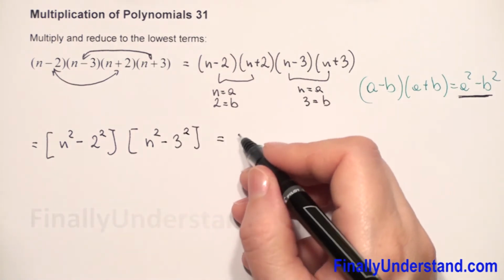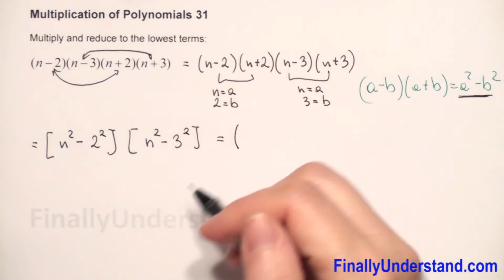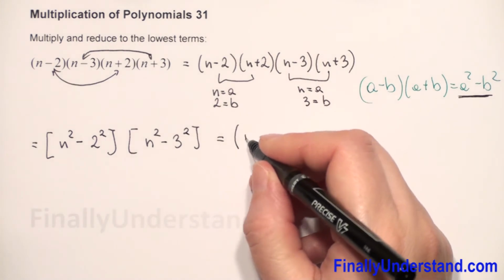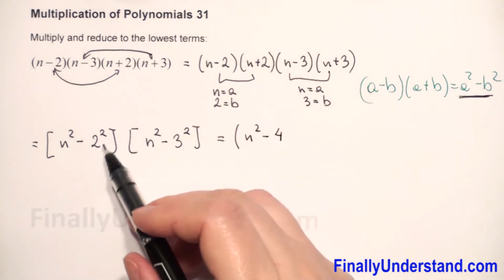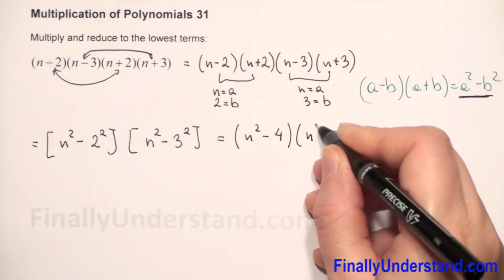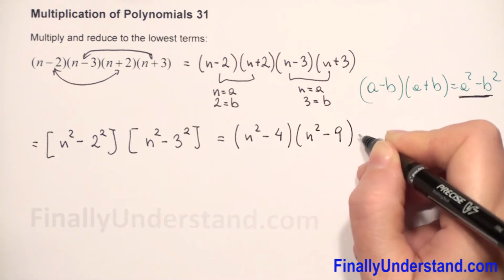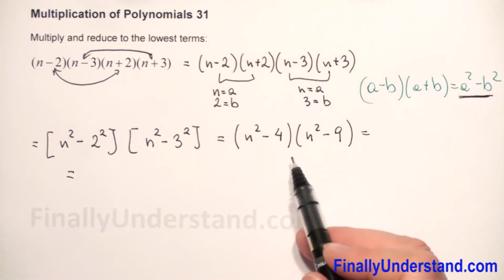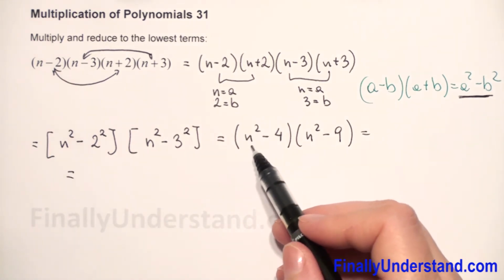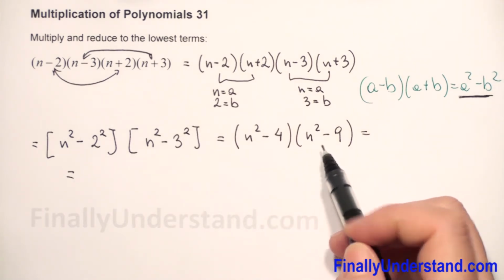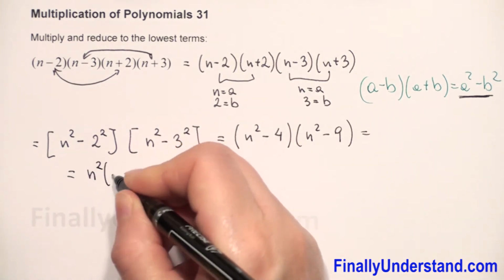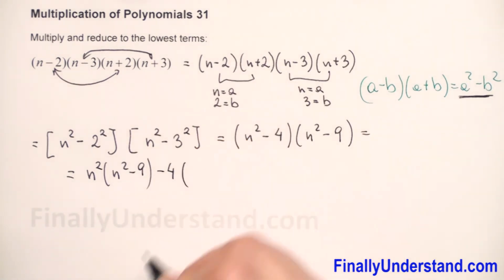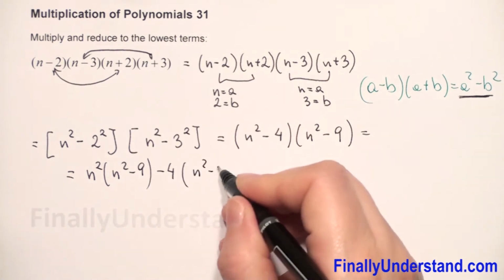So this is equal. Now I will change the brackets to parentheses because we don't have any operation in the parentheses which we can do now. It will be n squared minus 4, because 2 to the second power is 4, and n squared minus 9. So this is equal. Now we have different terms in the parentheses, so we have to multiply every expression in the first parenthesis by every expression in the second parenthesis. So we have n squared times n squared minus 9, and we have negative 4 times n squared minus 9.